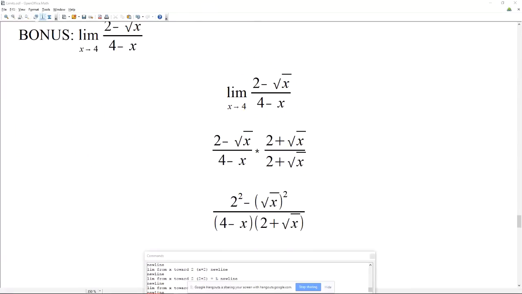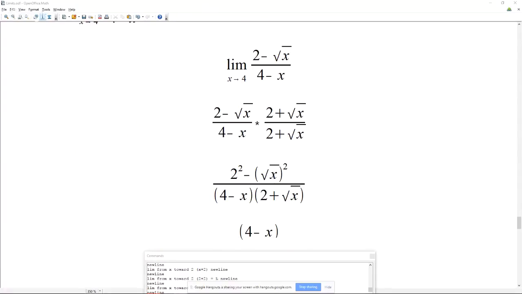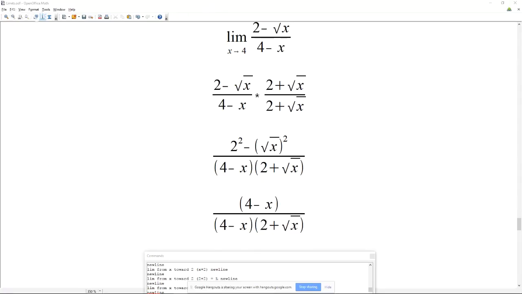So anyways, I don't even have to do that with the bottom. I can just take the product of 4 minus x times the product of 2 plus the square root of x. At the top, I'm going to simplify this: 2 squared is 4. What happens when you square a square root? They cancel each other out. So I'm just left with x.